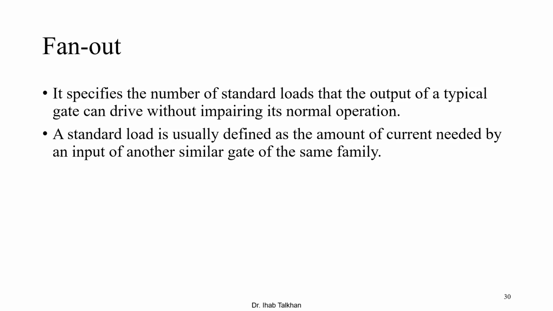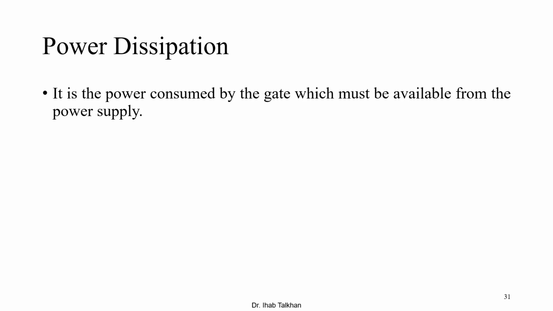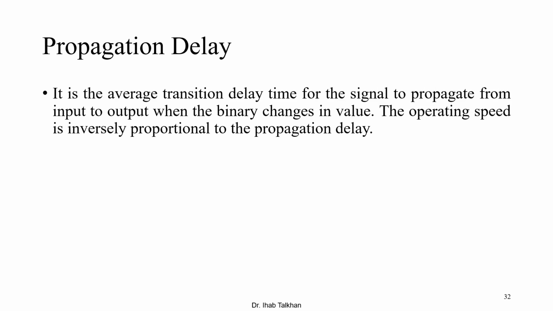This one also describes what's meant by power dissipation. The power dissipation is the power consumed by the gate, which must be available from the power supply. Then the propagation delay. The propagation delay is the average transition delay time for the signal to propagate from input to output when the binary changes its value. The operating speed is inversely proportional to the propagation delay.